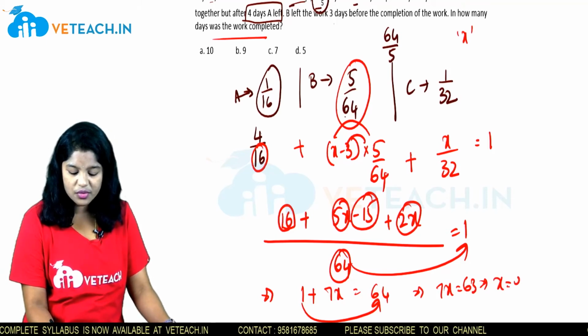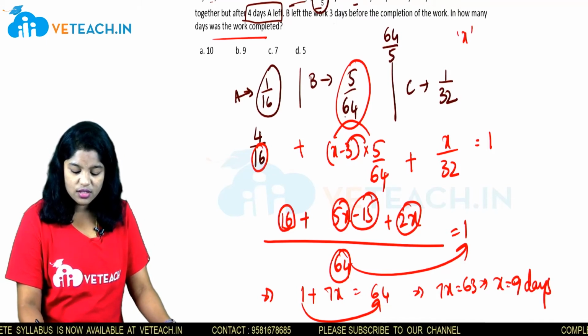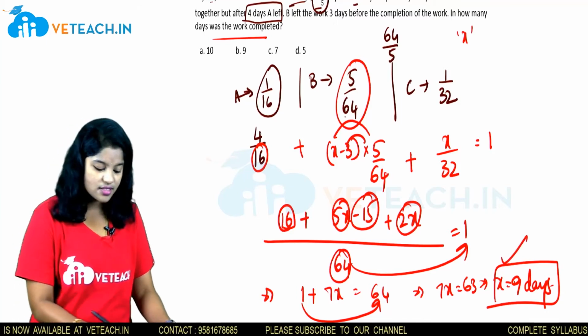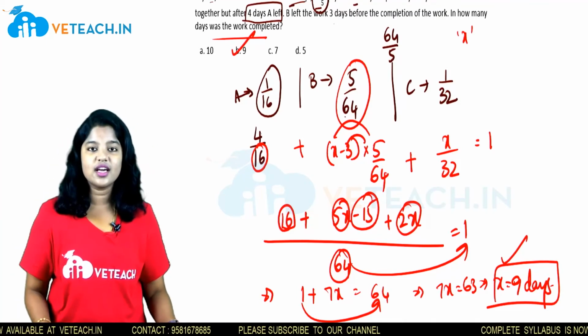So, x is equal to 9 days. So, the total number of days taken to complete the work is 9 days. So, option B is our correct answer.